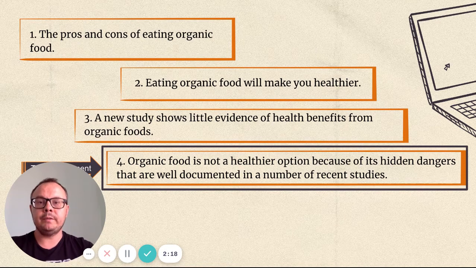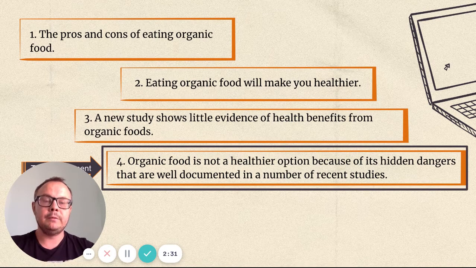So let's see what's wrong with them. Statement number 1 introduces the topic. So we know that the essay is going to talk about the pros and cons of eating organic food. We don't know anything beyond that. So therefore, this is not a good example of a thesis statement.